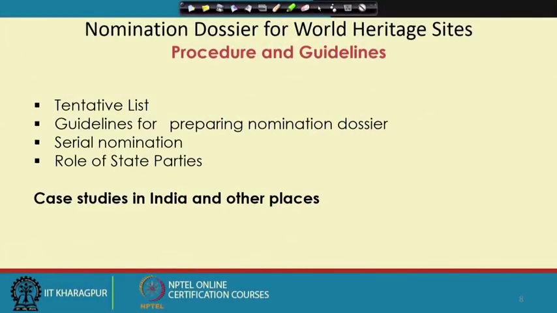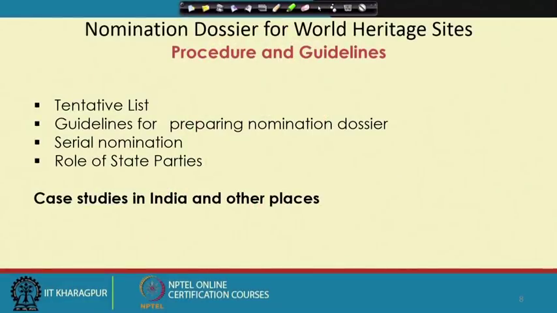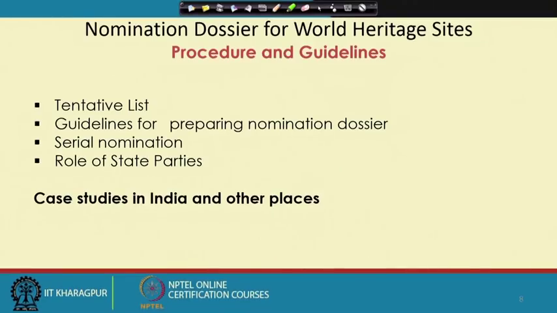So we'll talk about the serial nomination, what its purpose is and what it signifies, and most important, the role of the state parties representing a country. When one site is declared a World Heritage Site, what do the state parties do, what is their role, what is their responsibility, and how does the interaction happen with the international body? This is very interesting to learn. So we'll talk about some case studies from India and other places, basically emphasizing that this process, or the procedure, actually takes years.